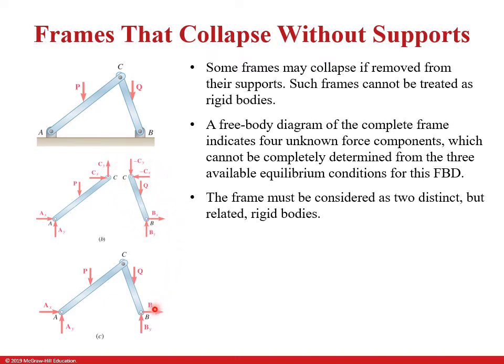So yeah, I don't know. This doesn't seem like it's in the right order. If you just took the frame like this, you wouldn't be able to solve it. You'd have 1, 2, 3, 4 unknowns. Here you've got 4 plus 2. You've got 6 unknowns.